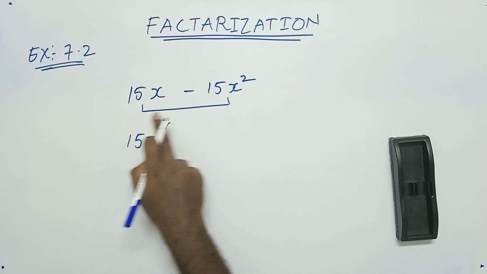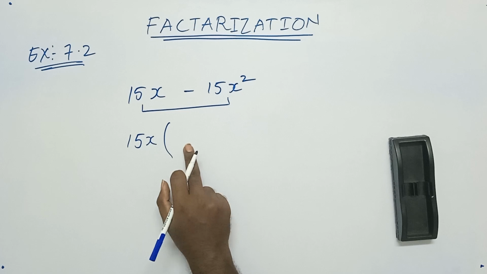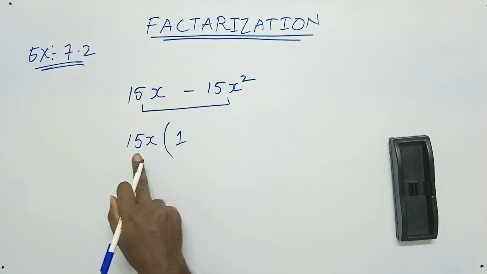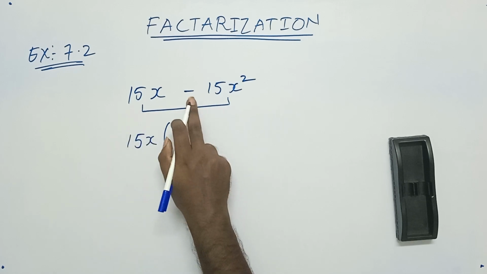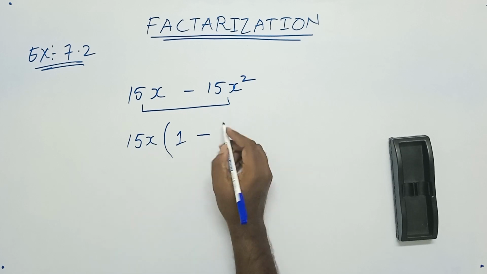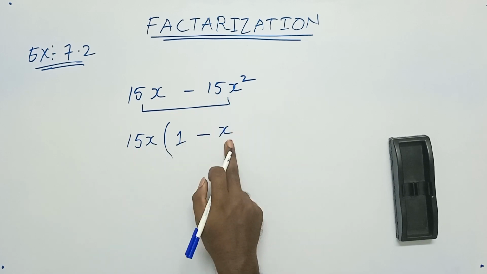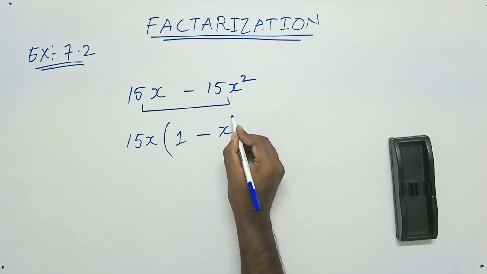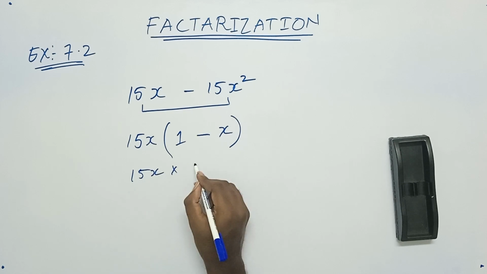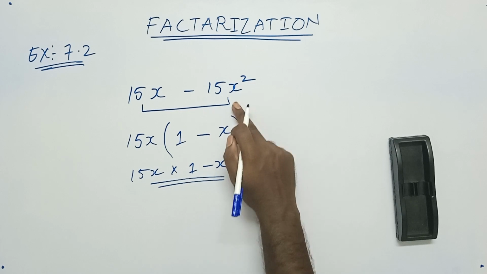Now we divide the whole expression by 15x to get the product of its factors, right? 15x times 1 is 15x. We have a minus sign over here, so we keep the minus sign. 15x times x is 15x square, so minus 15x square. So we got the product of two factors, which is 15x into 1 minus x. These are the two factors of the given expression.